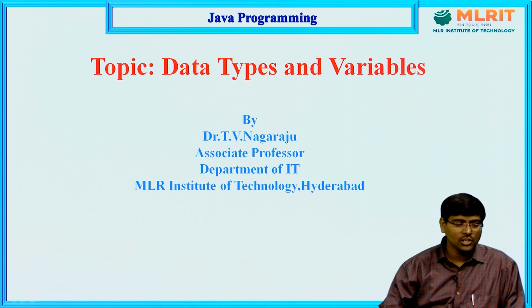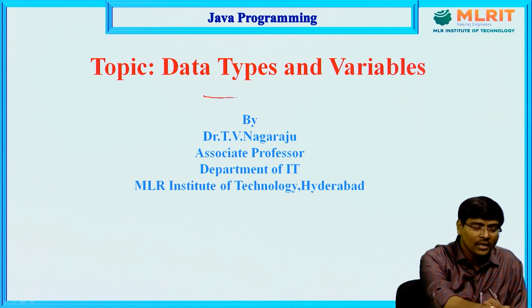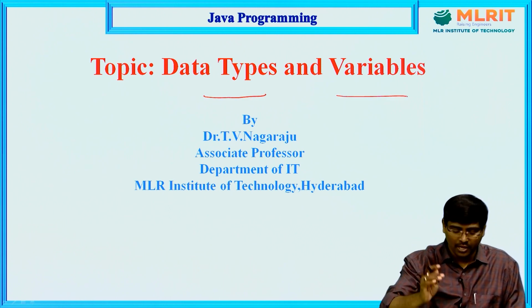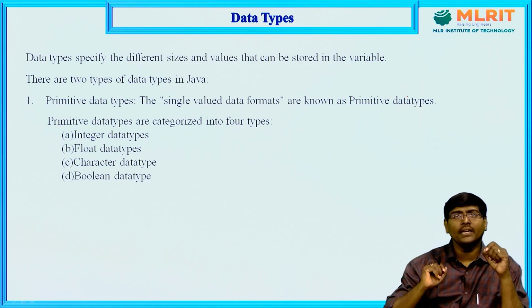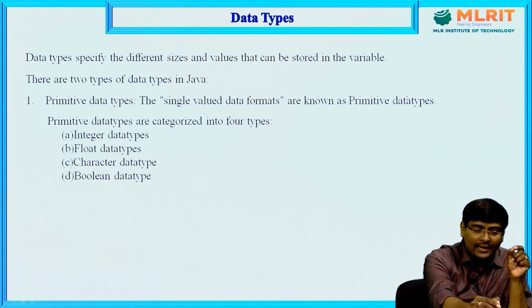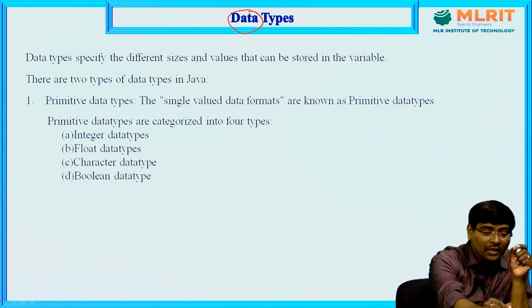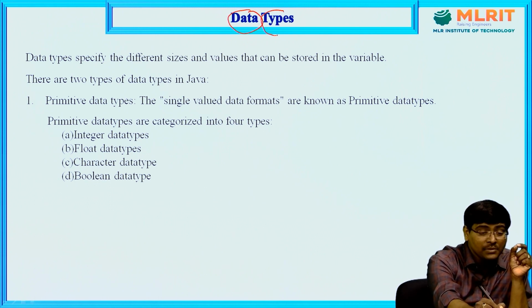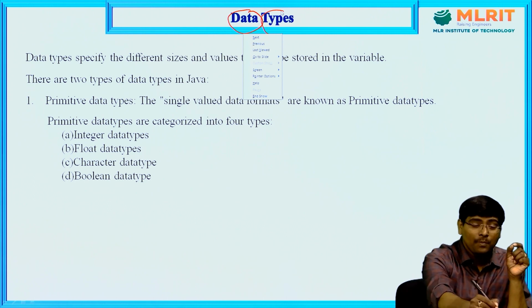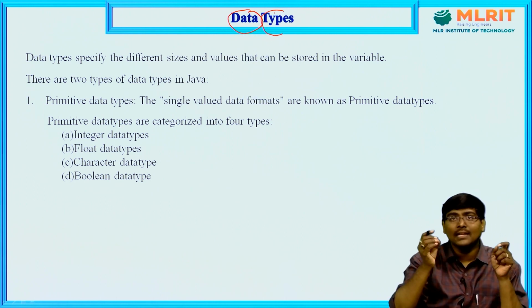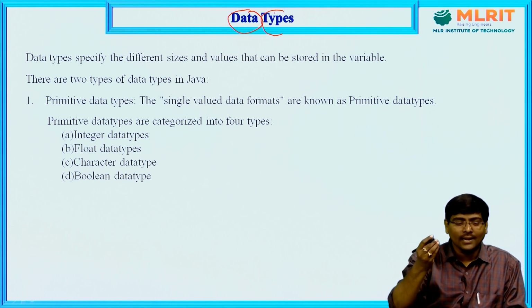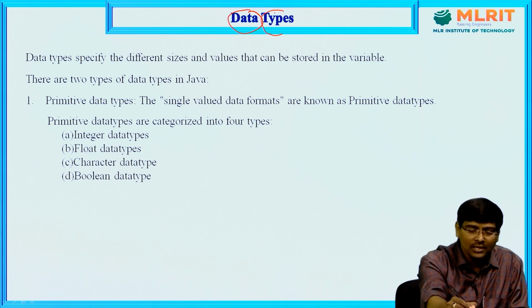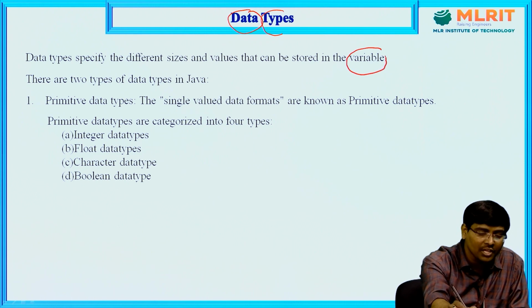In today's session, we are going to discuss data types and variables. First, coming to data type. What is a data type? Simply, data means information. The type specifies the type of information. In the simple sense, a data type specifies the type of information that is stored in a variable.